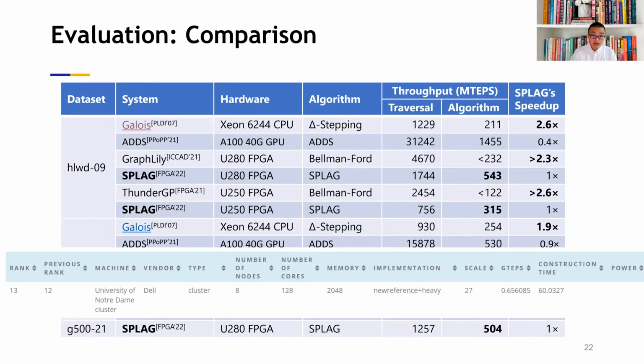Besides, we evaluated Splat using the Graph 500 benchmark. Splat can be placed at the 14th place on the June 2021 list with only 45 watts of power. In comparison, the 13th system on the same list uses an 8-node cluster.